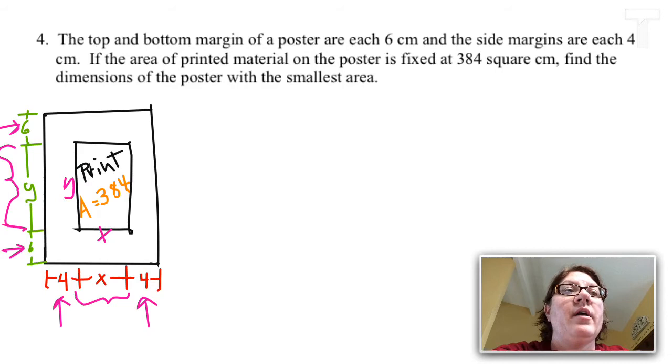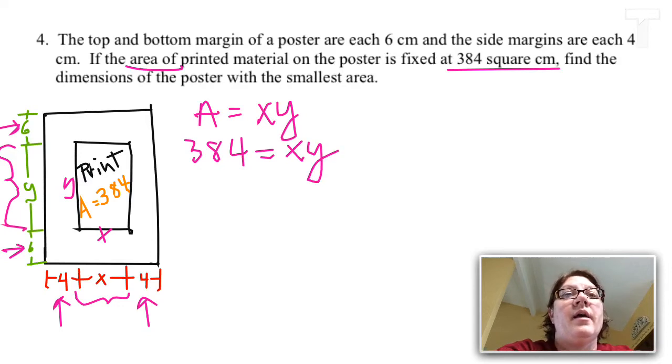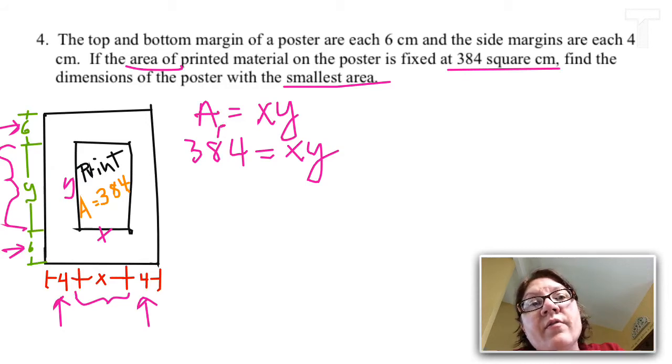I've followed that out. So that way when they start talking about the area of the printed material, well, I know that area is X times Y. And I also happen to know its value is 384. So that's going to help me solve for one of the two variables. And then I'm trying to find the dimensions of the poster with the smallest area, so I need the area of the poster. So this one was area of print.